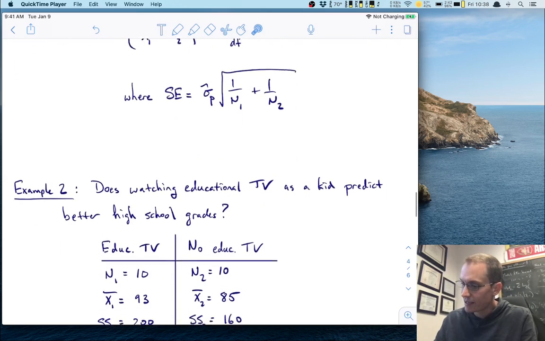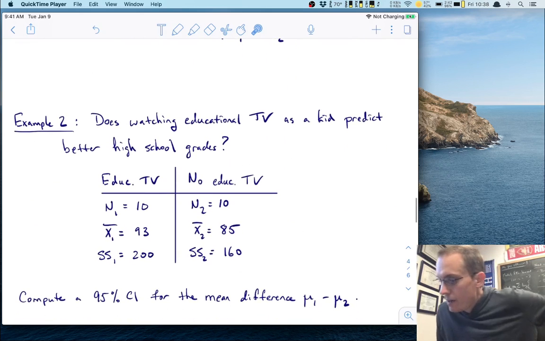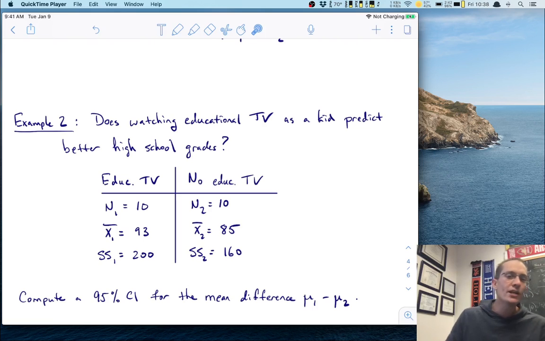Okay, so here's our second example. We're going to ask, does watching educational TV as a kid predict better high school grades? We've got some summary statistics for a group of kids who watched educational TV and a group of kids who did not watch educational TV. You can see that the mean of the educational TV group is a little bit bigger than the mean for the no educational TV group, and their variability is roughly the same as indexed by the sum of squares.